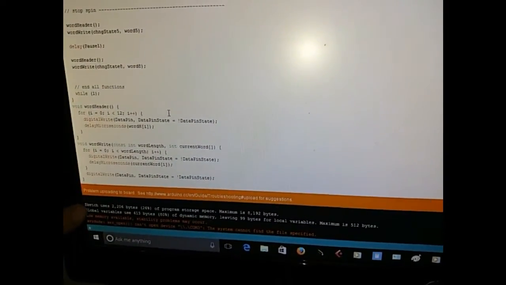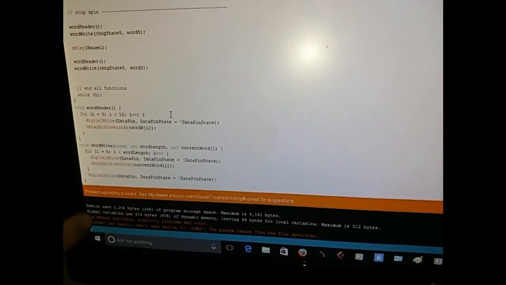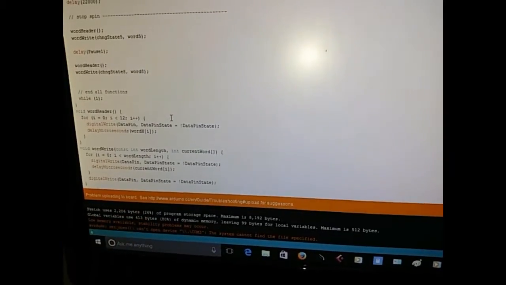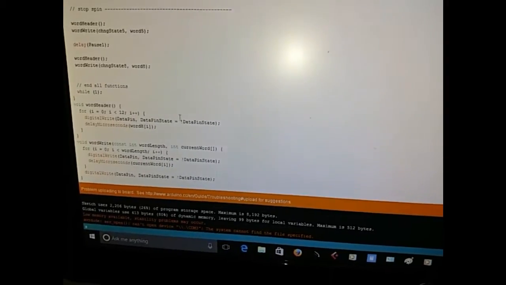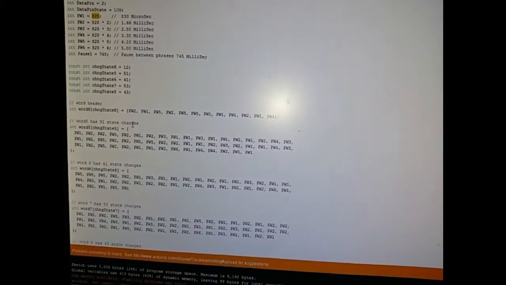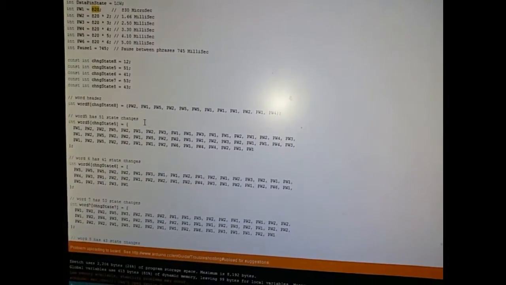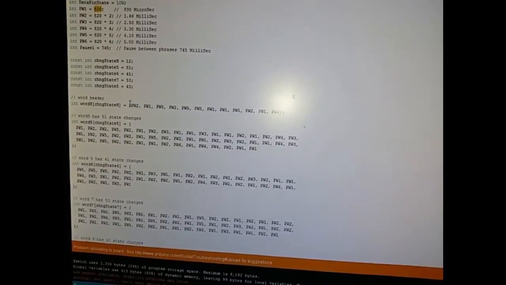Down here at the bottom, you can see where it says, sketch uses blah, blah, blah, so 26%, and global variables use 80% of dynamic memory, and it gives a warning about low memory. Actually, when we did the first sketch, it was over 90%. So we had to trim that down.